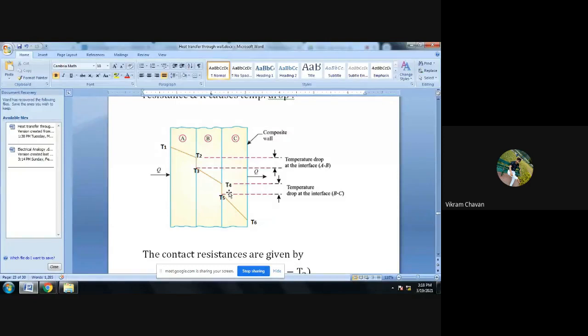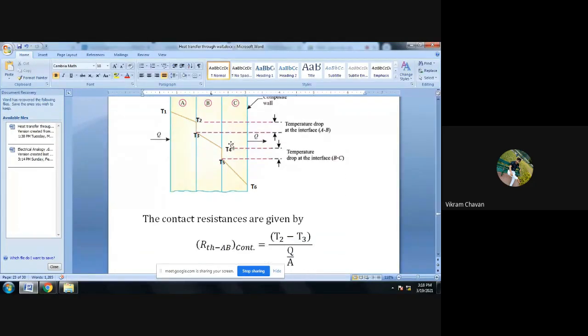And the formation of crests and troughs and voids in between two meeting parts, or we can say in between two contact parts. Getting everyone? So in this particular case, we need to determine how much contact resistance is present between the A and B wall and between the B and C wall.